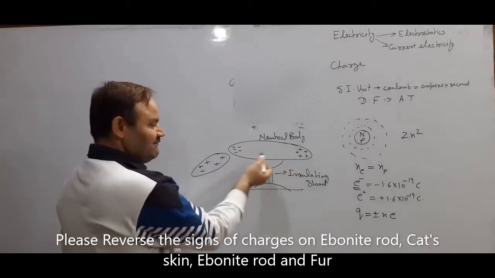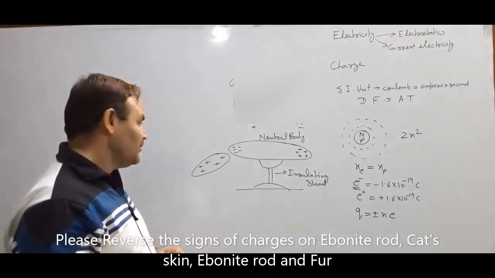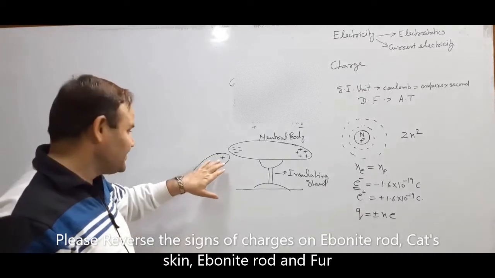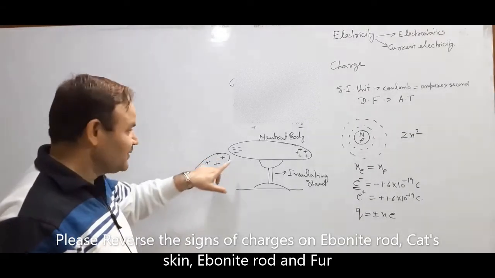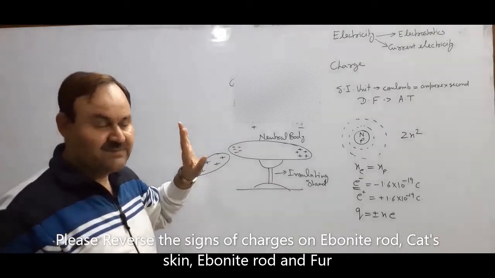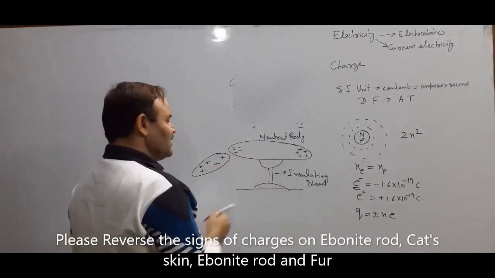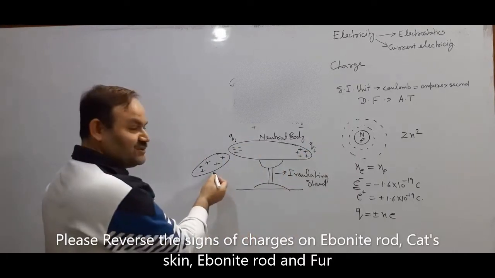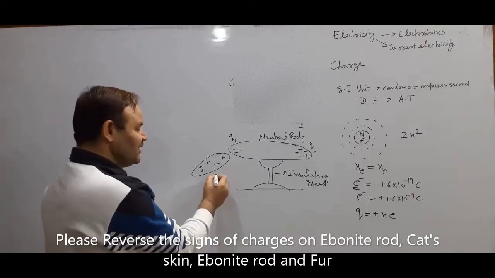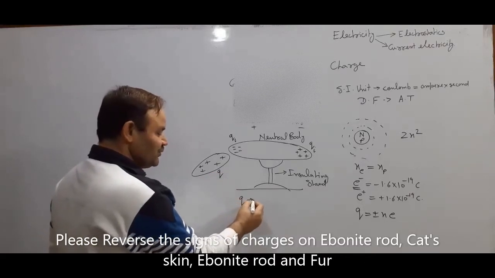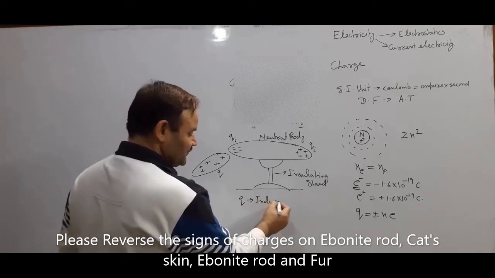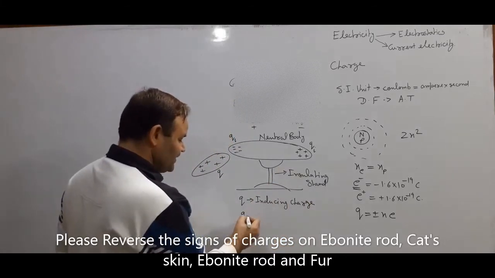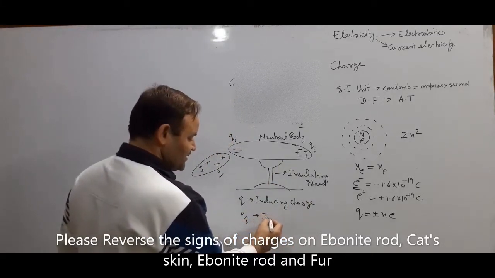These charges will be developed on the neutral body due to the presence of charged body near it. As soon as this charged body is moved away from neutral body, these charges will disappear. These charges which are developed on neutral body are called induced charges, while charge on charged body is called inducing charge. Here Q is inducing charge, while Qi is induced charge.